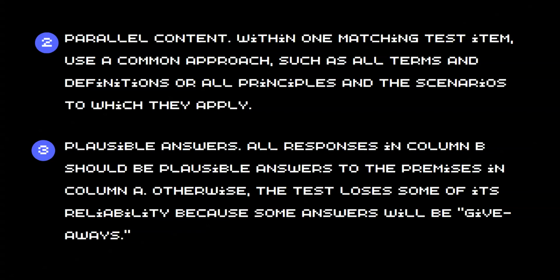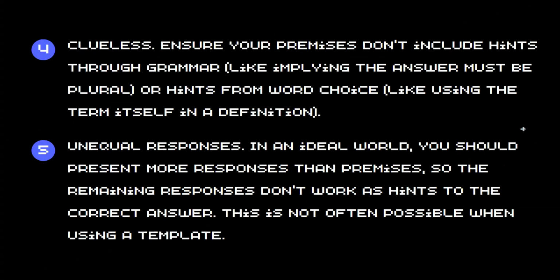Next is the plausible answers. So all responses in column B should be plausible answers to the premises in column A. Otherwise, the test loses some of its reliability because some answers will be giveaways. So when you are doing a matching type test, the answers should be plausible, which means reasonable or believable answers.